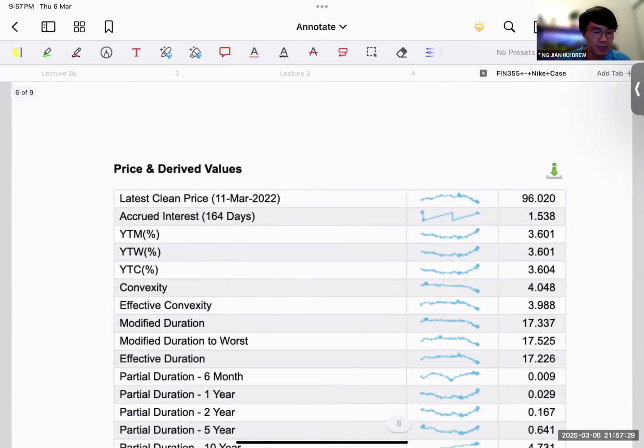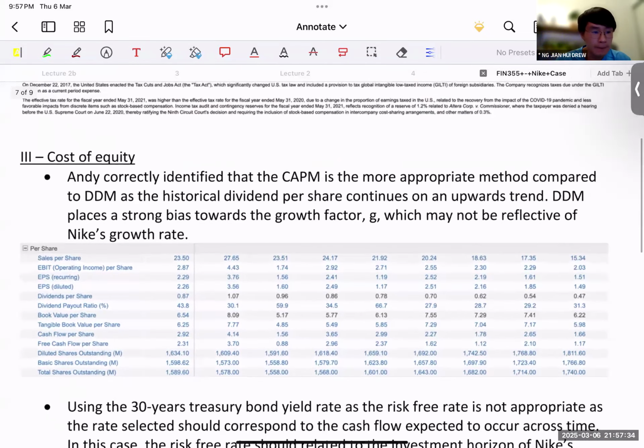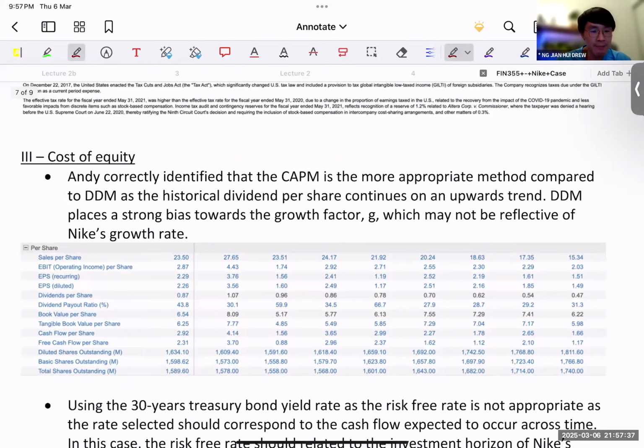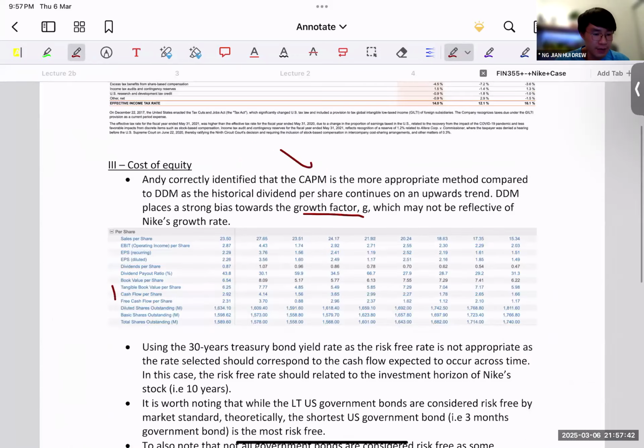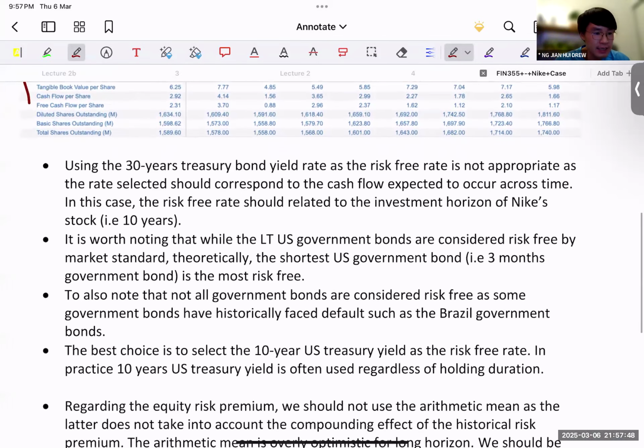So let's look and see what are some solutions provided here. Okay, cost of equity. So Andy correctly identified the CAPM. Okay, CAPM is correct. That's fine. DDM is not so good. Okay, that's fine. Nothing much to talk about. Okay, let's look at here. Using the 30-year treasury rate as usual is not appropriate because our time horizon is 10 years. This one, some of you already noticed immediately. Worth noting that US bonds are considered risk-free by market standard. Theoretically, the shortest government bond, 3 months, is the most risk-free.